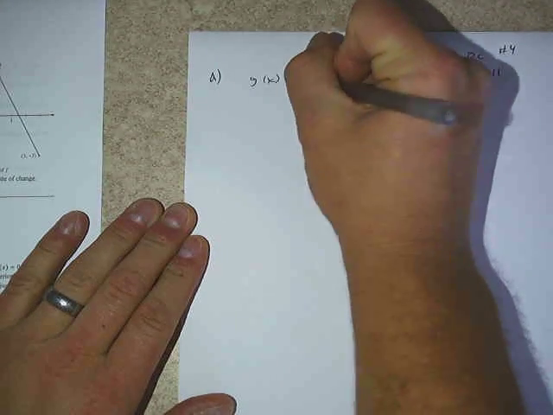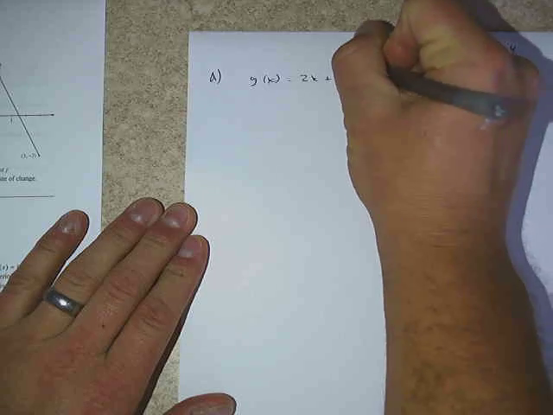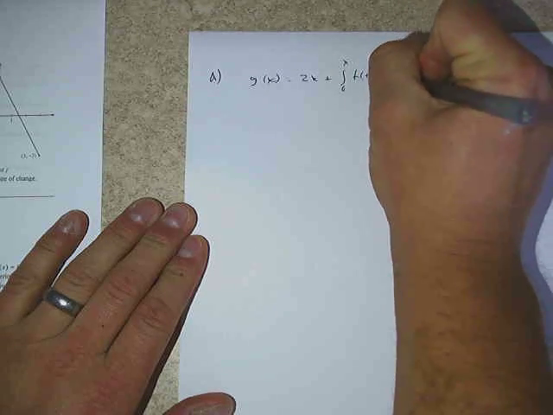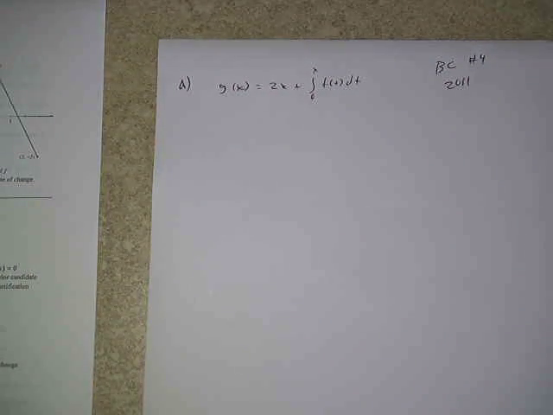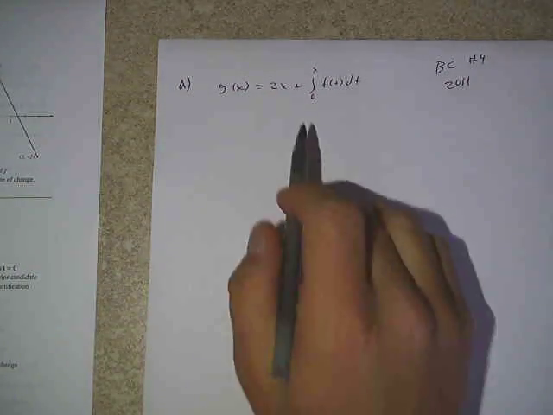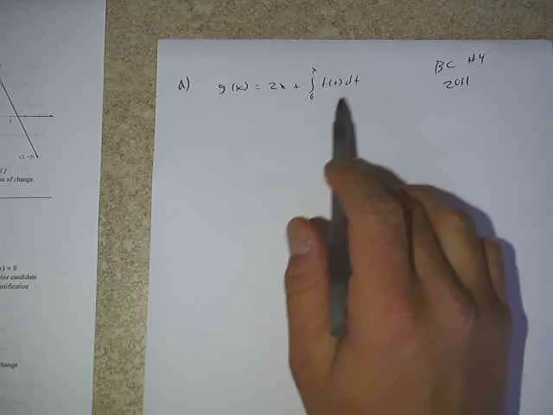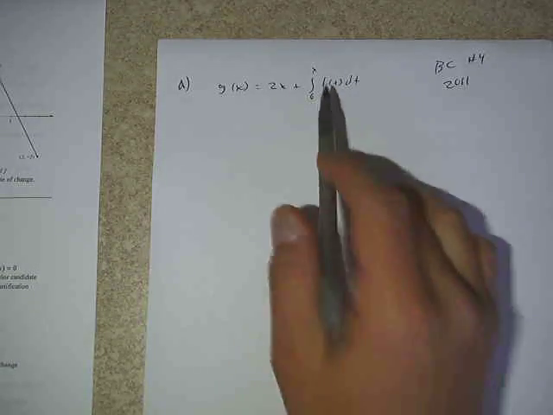We have a continuous function f. It's on the interval -4 to 3. And the graph consists of 2 quarter circles and 1 line segment. And we know that our g of x function is 2x plus the integral from 0 to x of f of t dt. Okay.